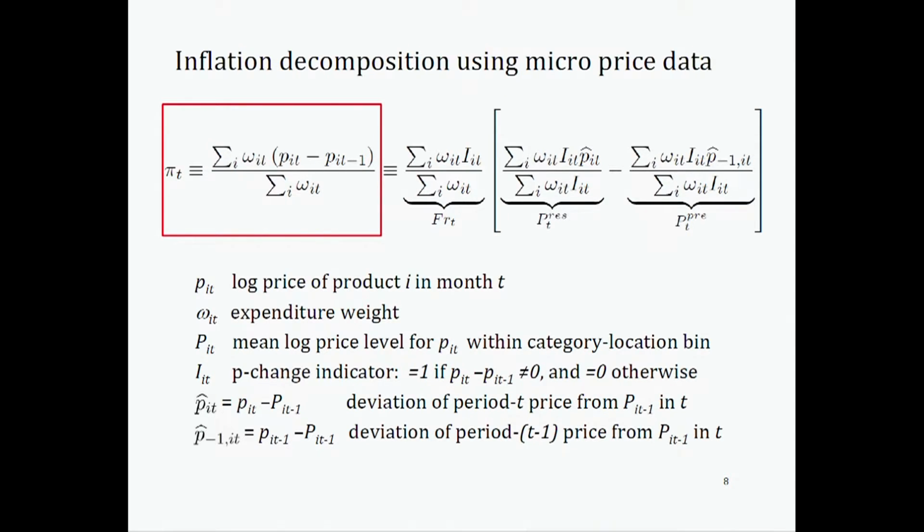Take the log difference for each of these goods at the point of time, and take the weighted mean across all goods in period t. That's your inflation. It's just the weighted mean of log price changes. So that's the one you see in the red square. It's a very standard way to define inflation if you have the microdata.